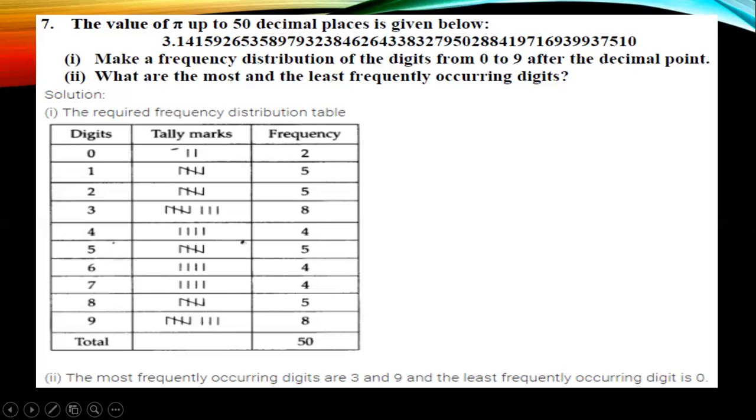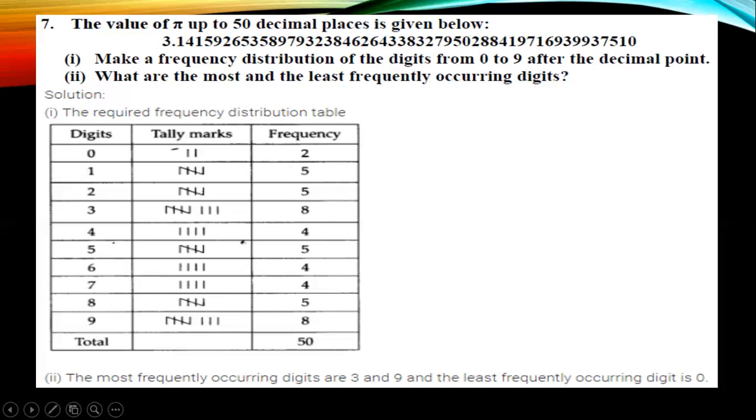And you can observe over here that the digit that comes maximum times, that is 8 times, is the digit 3. Okay. And you can sum up the frequency column, which should be equal to the data that we have, that is 50 decimal places.